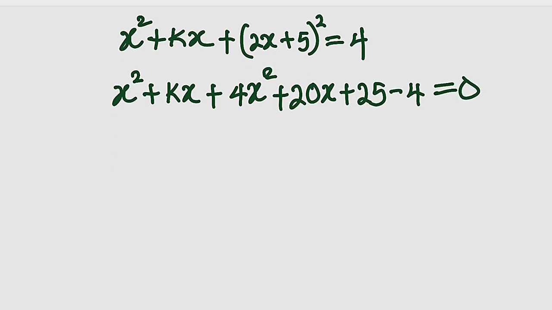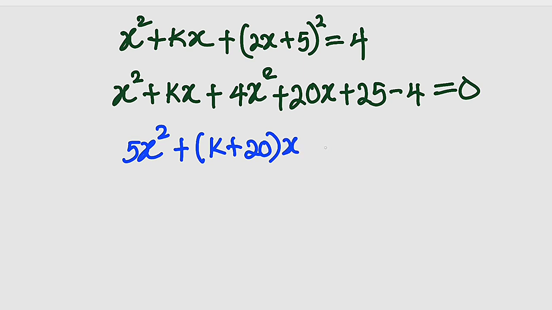Now let us simplify. We have x squared, 4x squared making 5x squared. And we have kx plus 20x, which we can factor out the x. So we have k plus 20 inside, outside we have x. Then we have the constants, 25 minus 4 is 21. And this is equal to 0.